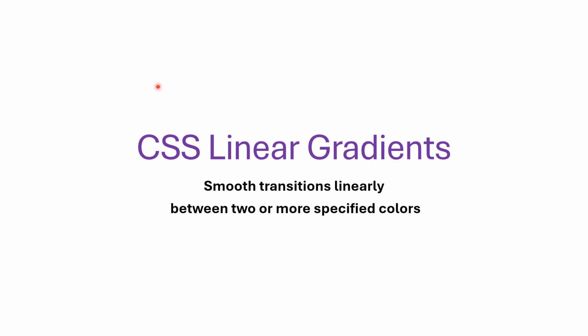So what are CSS linear gradients? It's a smooth transition which is done linearly between two or more specified colors. There can be two or more than two colors, it doesn't matter.